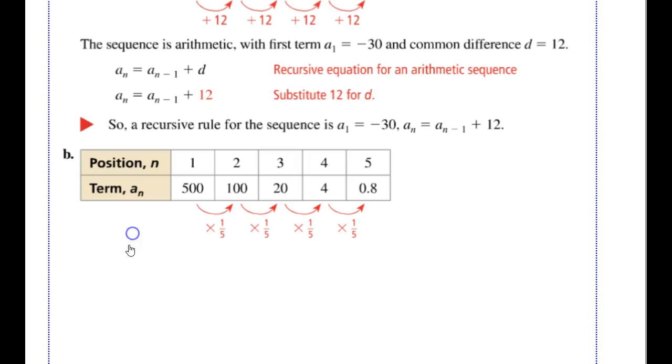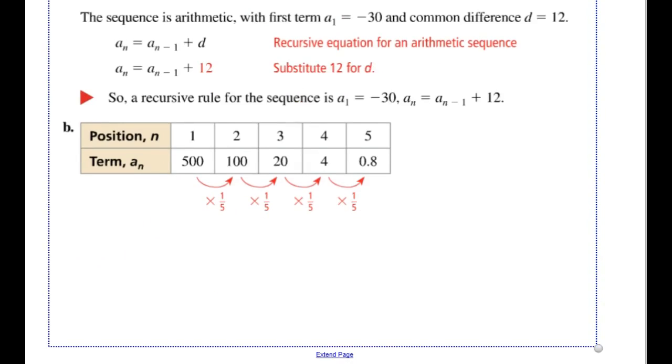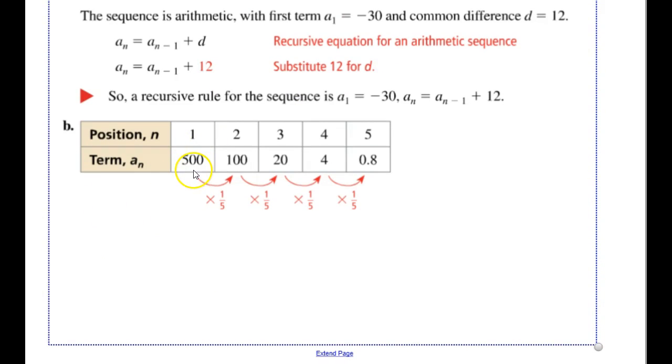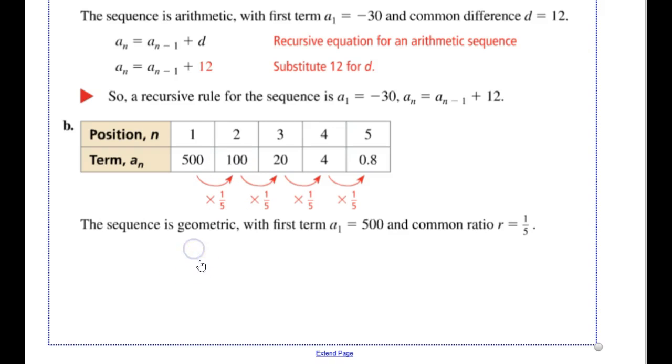Okay, so now let's look at b. So I do the same thing. I write out my table. My first term was 500, my second term was 100, my third term was 20, fourth term was 4, and fifth term was 0.8. So I noticed to get from 500 to 100, I divide by 5, right? And again, to get 100 to 20, I divide by 5. And that's the same thing as multiplying by 1/5.